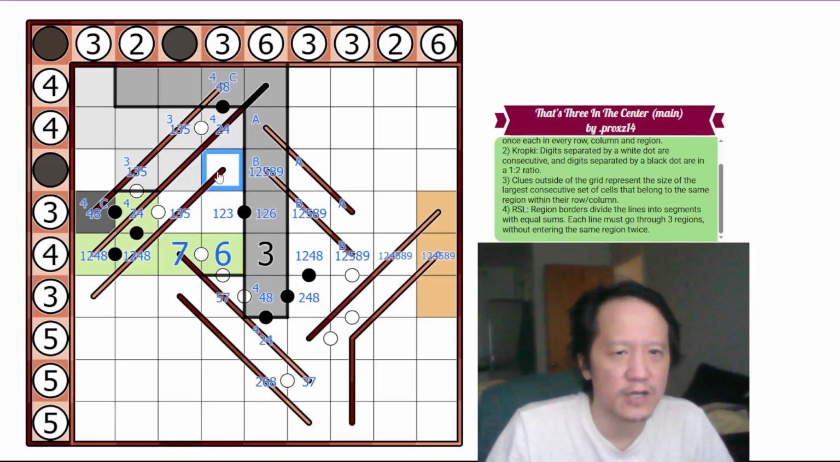One of these must be light. It can't be gray, medium gray. So at least one of these is light. This has to be green because there's too many cells here. So this is 6.